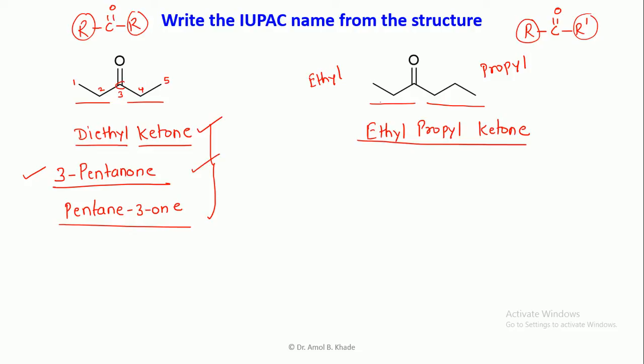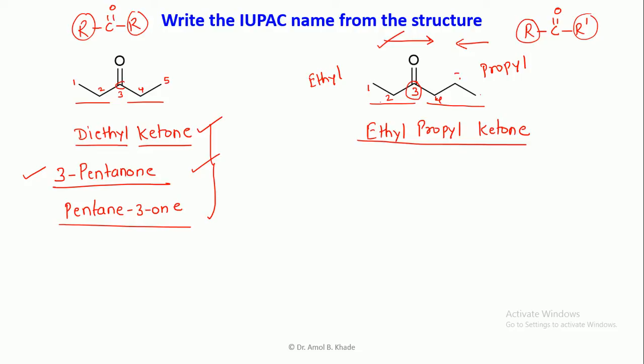In this way, if you are numbering in this direction, this will be 1, this will be 2, and this will be 3. If you are going in this direction, this will be 1, 2, 3, and then the keto functionality will get the higher number. So that will not be a correct way. So you have to proceed from left to right so that the carbon attached to this oxygen will get the lowest possible number. So this one will be the correct direction.